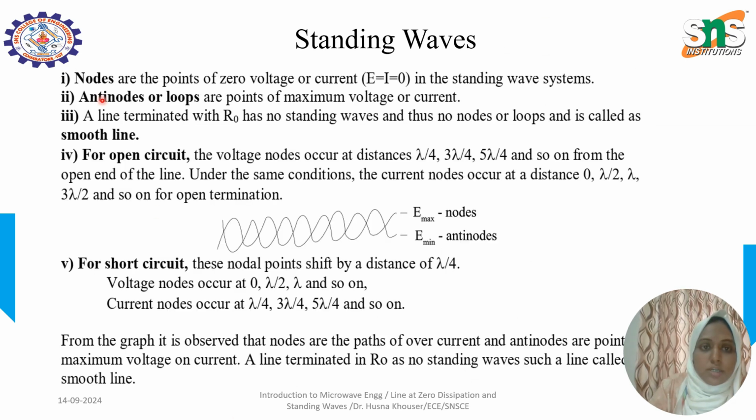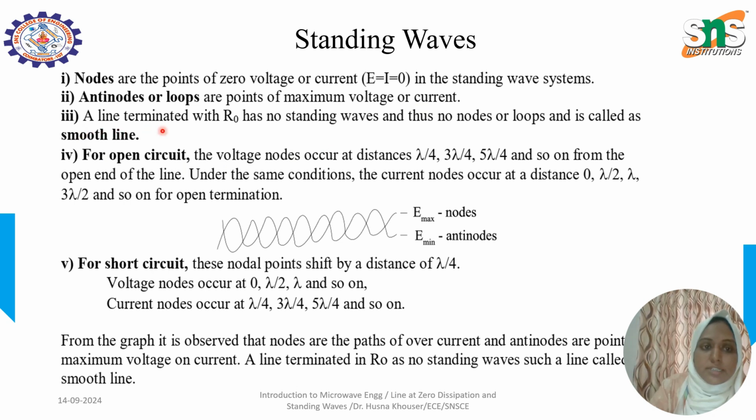The node is the point of zero voltage or current. As we have already seen, this is the node and this is the antinode. So voltage and current become zero at the standing wave node points. Antinodes are the loop points, or the points of maximum voltage or current.